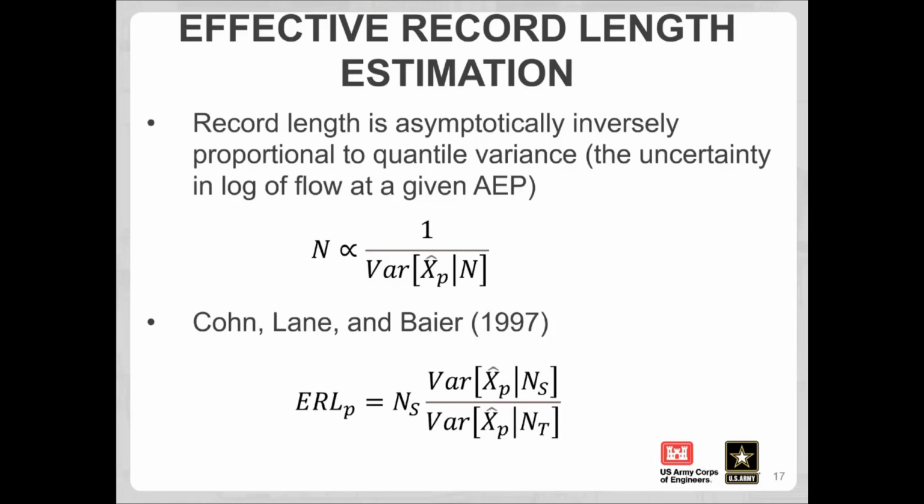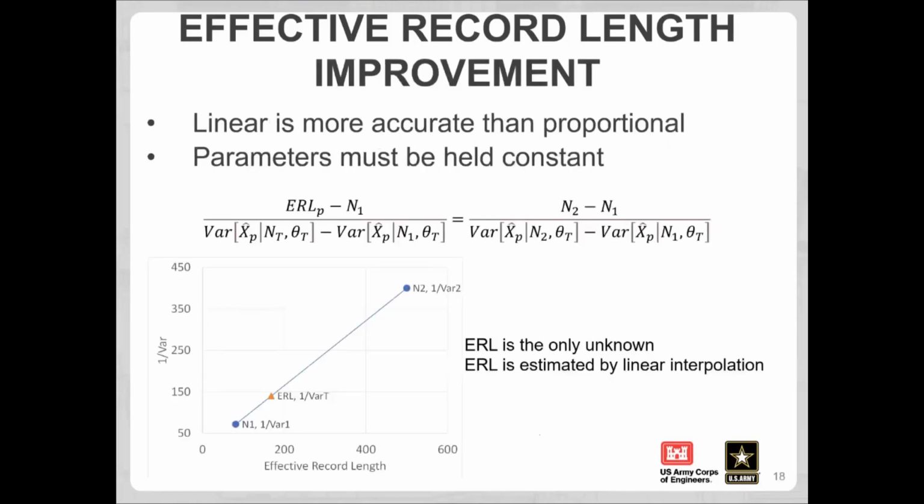If you go to the next slide, Mike. So we made 2 improvements from that method. One improvement is that assuming the relationship is linear is more accurate than assuming it's proportional, especially when you're dealing with relatively short record lengths. So you can get a more accurate effective record length. And then the other key improvement is that the variance at a quantile, so the uncertainty in your frequency curve, is a function of both the effective record length and the values for the parameters. So you have to hold the parameters constant when you're estimating effective record length.